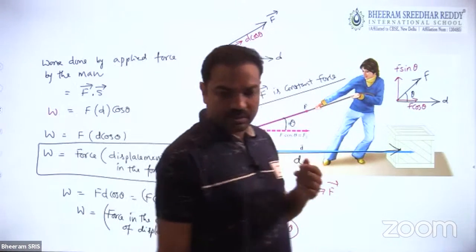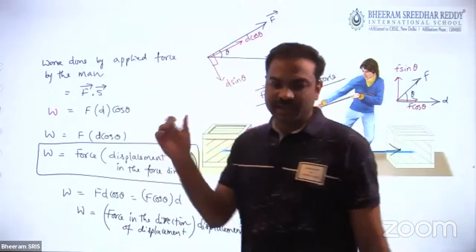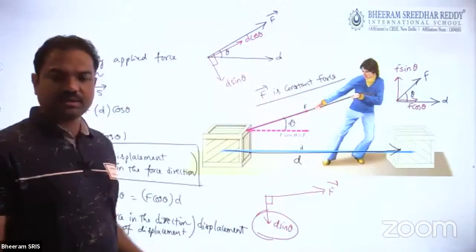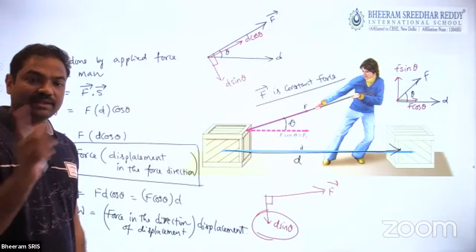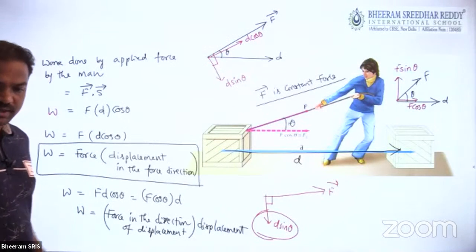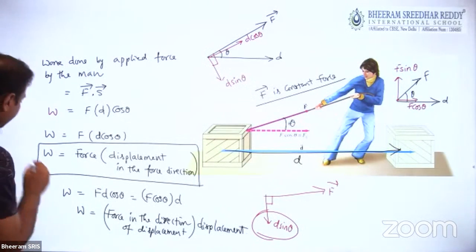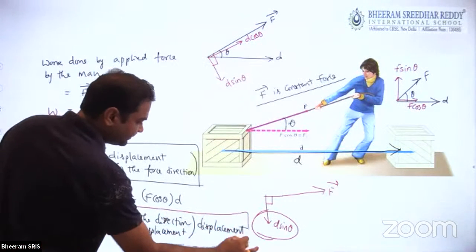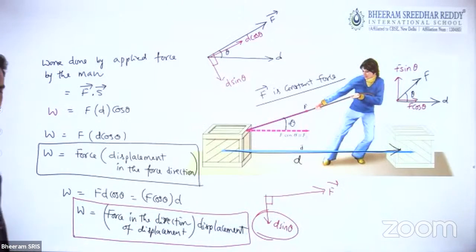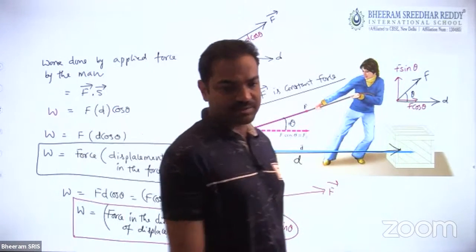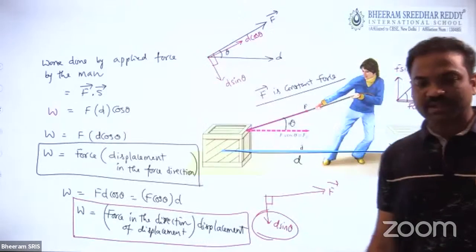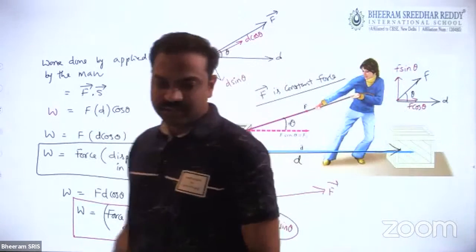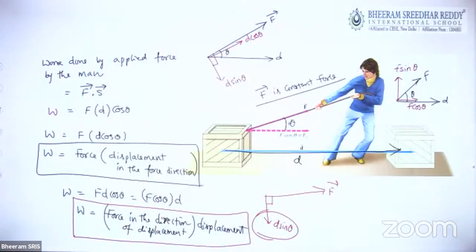You can do force into displacement in the direction of the force. You take the total force and you see only the displacement in the direction of the force. That is one way you can take. The other way is, you choose the displacement totally and you see what force is acting in the direction of displacement. I think you understood both the statements. You can follow any one according to your convenience.